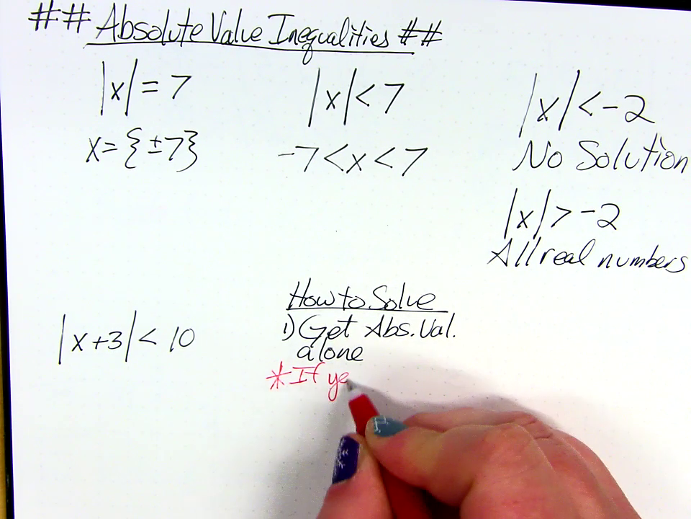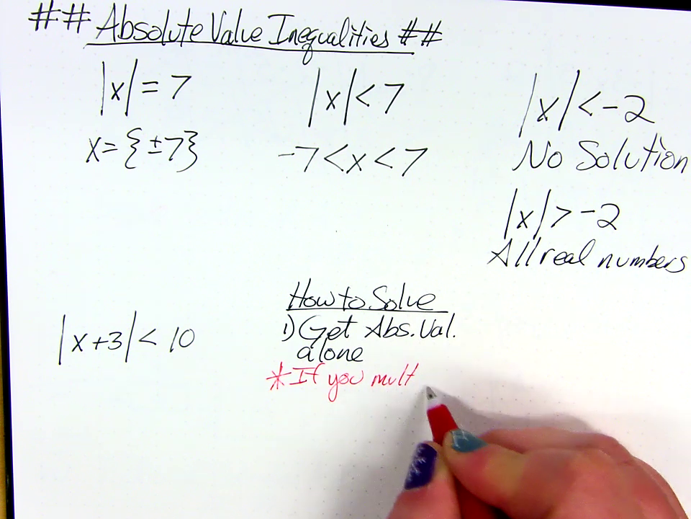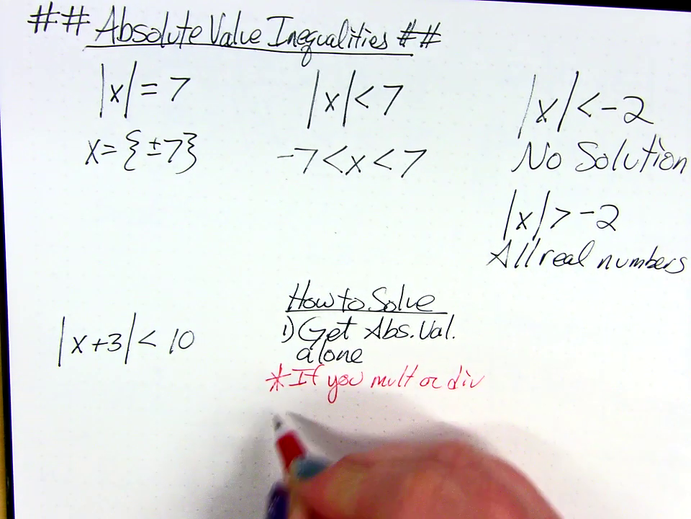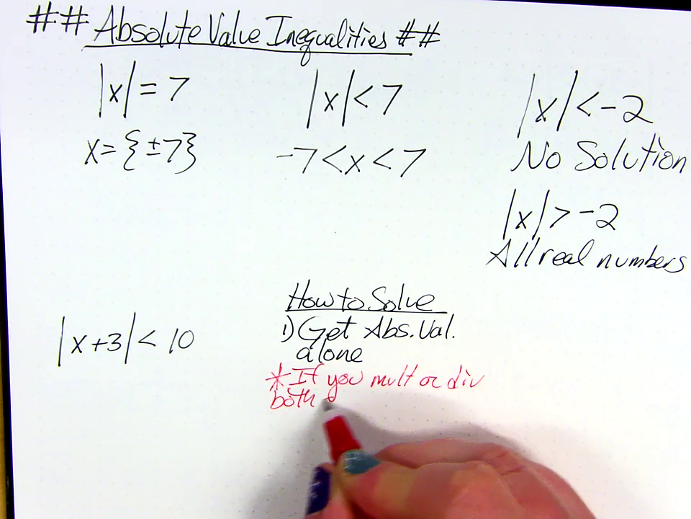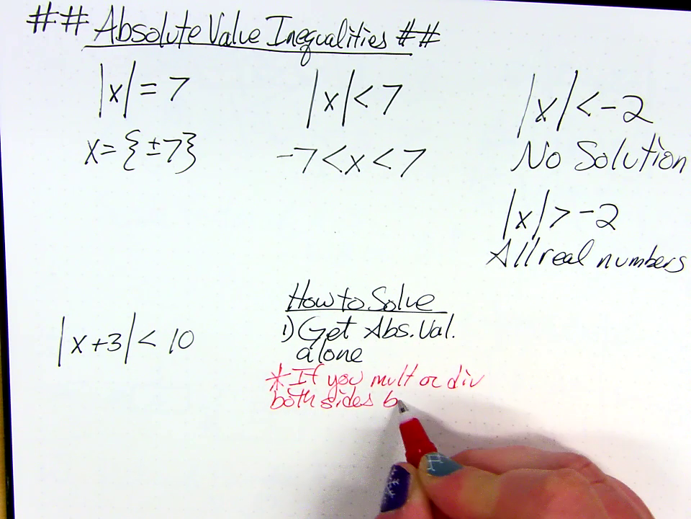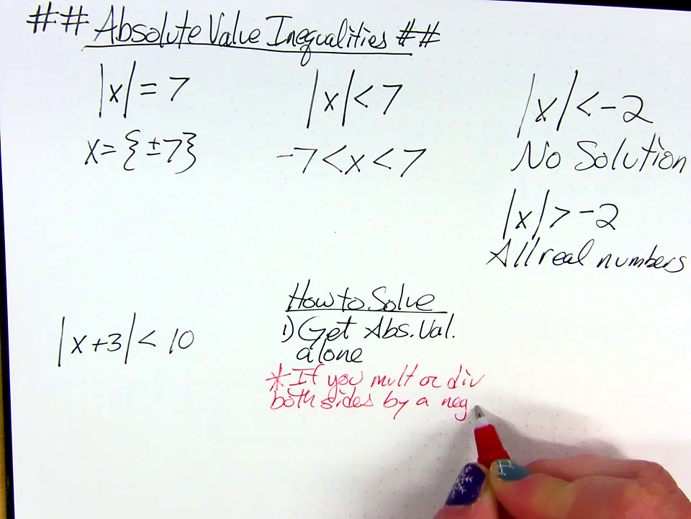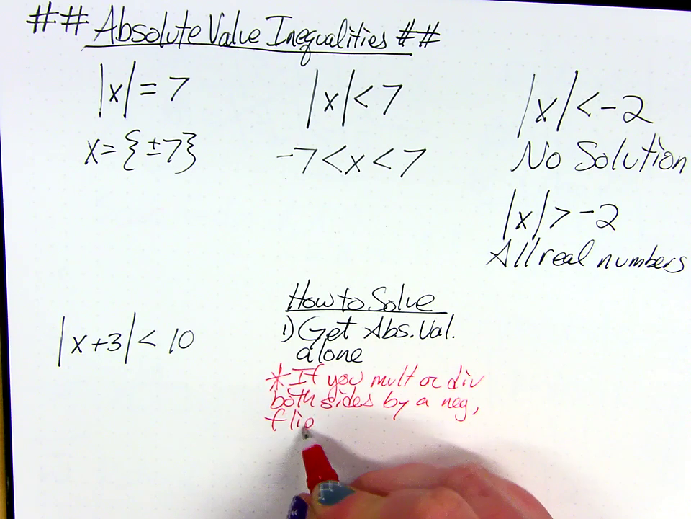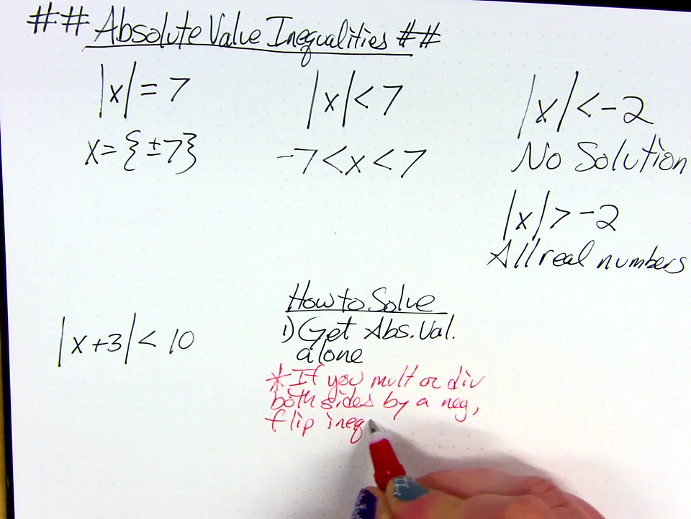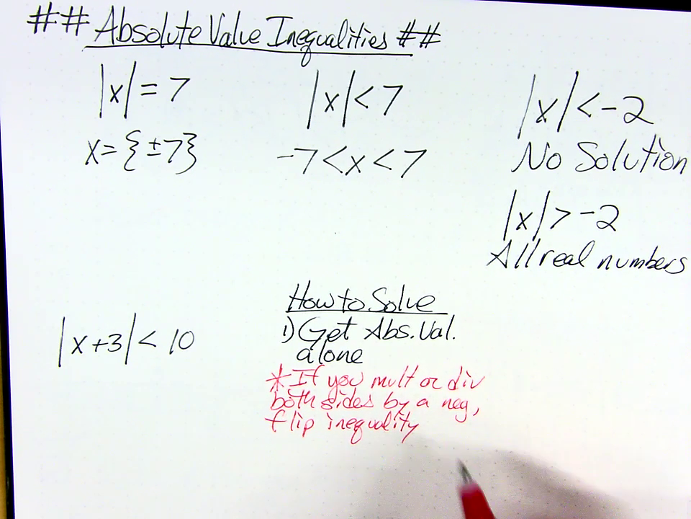If you multiply or divide both sides by a negative, flip the inequality over.